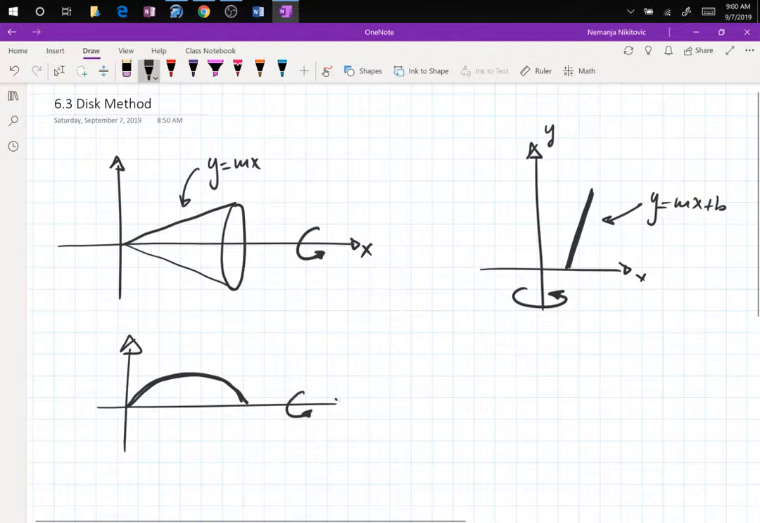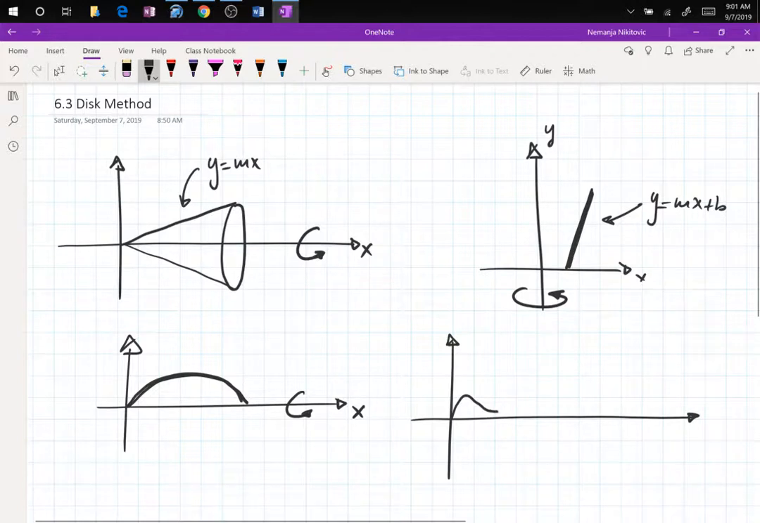Rotate on the x-axis. What do we get? Egg. No, eggs don't have the spiky ends. Football. Yes. See, even I know. Baseball bat, exactly, right? So you can create a whole bunch of objects just by figuring out what kind of a function would rotate around.